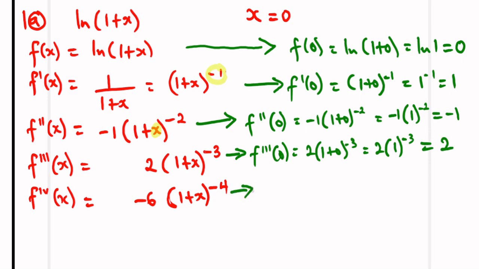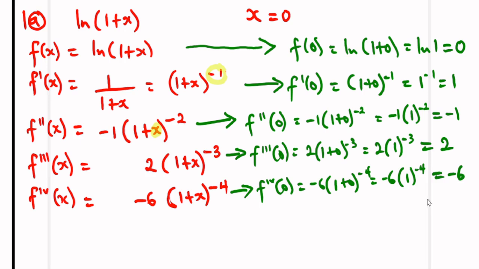Now we'll move to the fourth derivative. When x is 0, this is minus 6 times (1 plus 0) raised to the power minus 4. This is minus 6 times 1 raised to the power minus 4. So 1 raised to the power minus 4 is 1, then times negative 6, we'll have negative 6 as our answer. So like I said, we'll have to stop here.